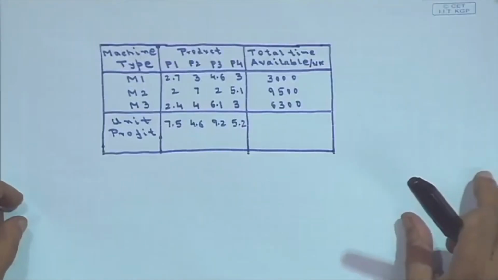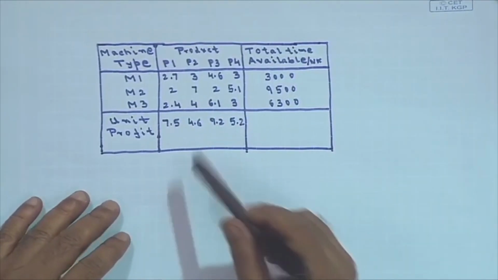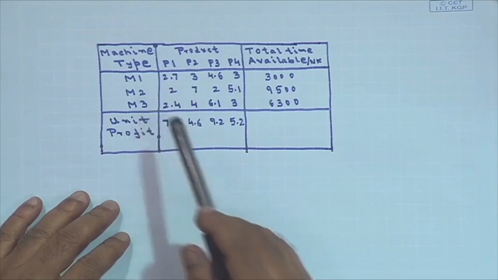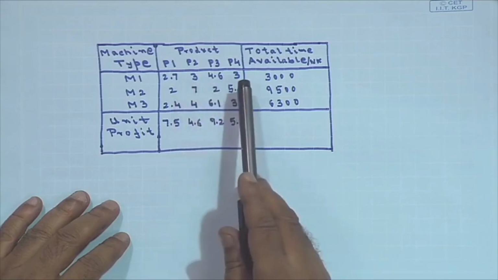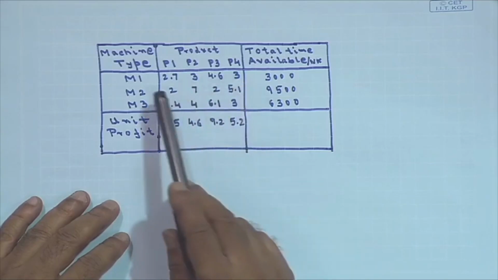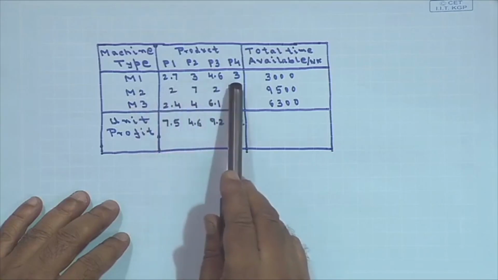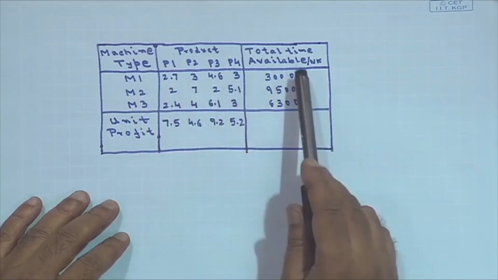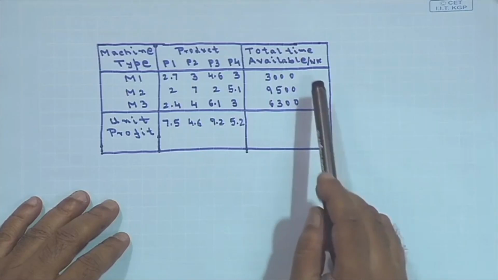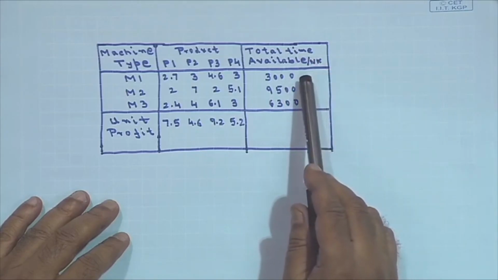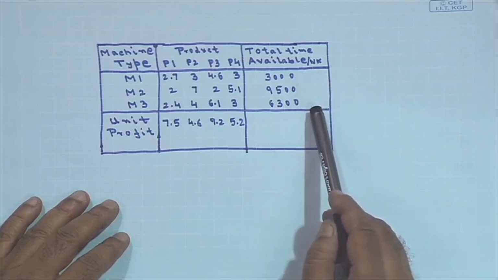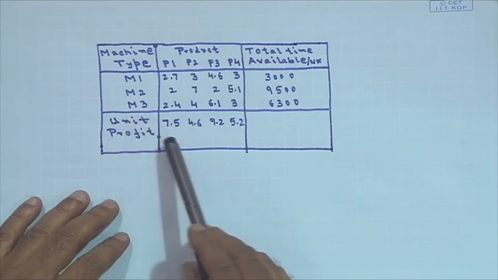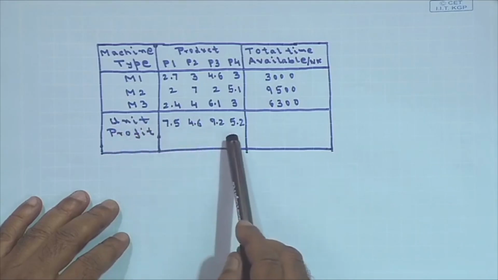So, let us see one particular problem. In this problem, we have three machines, M1, M2 and M3. These machines can produce 4 products, P1, P2, P3 and P4. How much quantity of each product each machine can produce is written. In the last column, the total time available per week, in minutes, is 3000 minutes, 9500 minutes, 6300 minutes, and the per unit profit is also given in the last row.